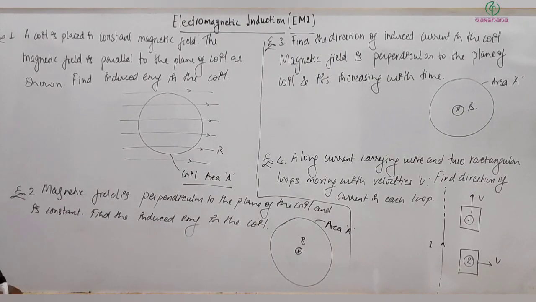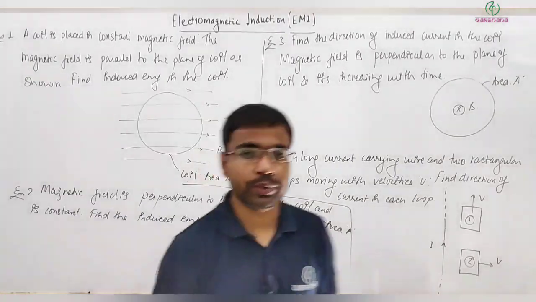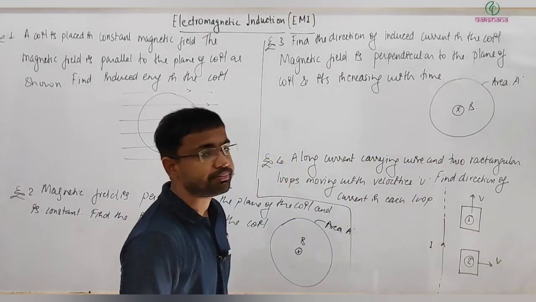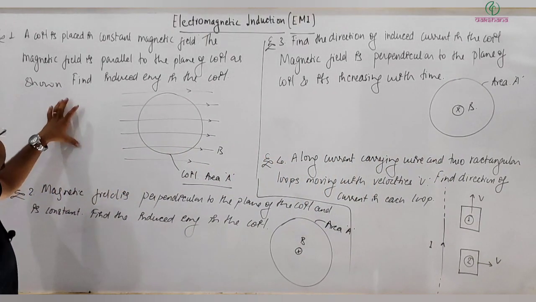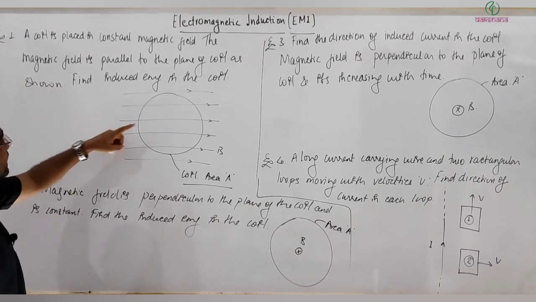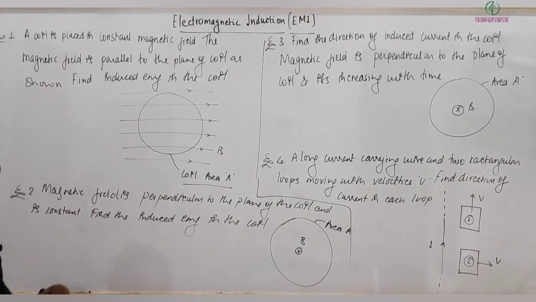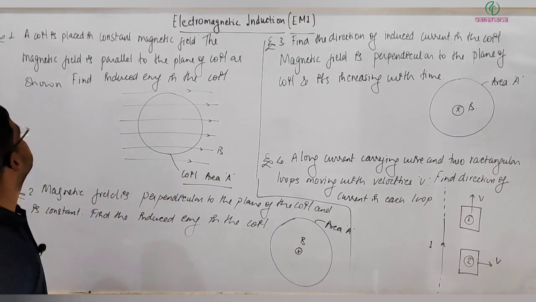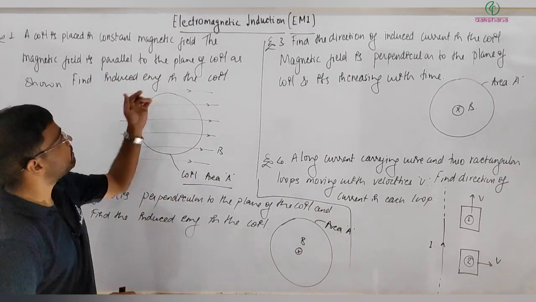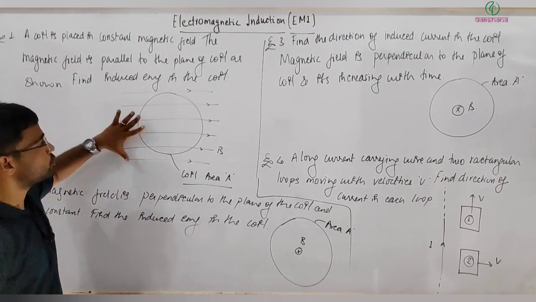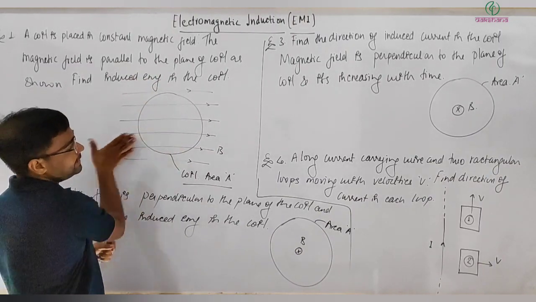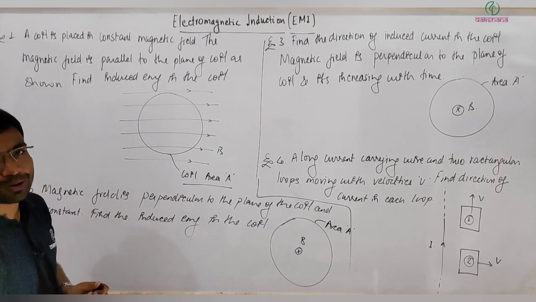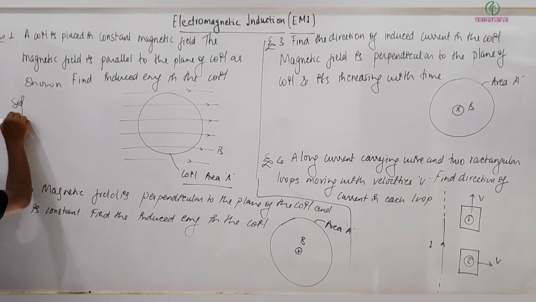Okay, let's see some applications of Faraday's law, so that these examples will help you understand Faraday's law even better. So let's see example one. A coil is placed in a constant magnetic field, B is existing, and the coil is placed like this. The magnetic field is parallel to the plane of the coil as shown. So this coil is this way and the magnetic field lines are like this. Then you are asked to find the induced EMF in the coil. I hope you can answer it easily.